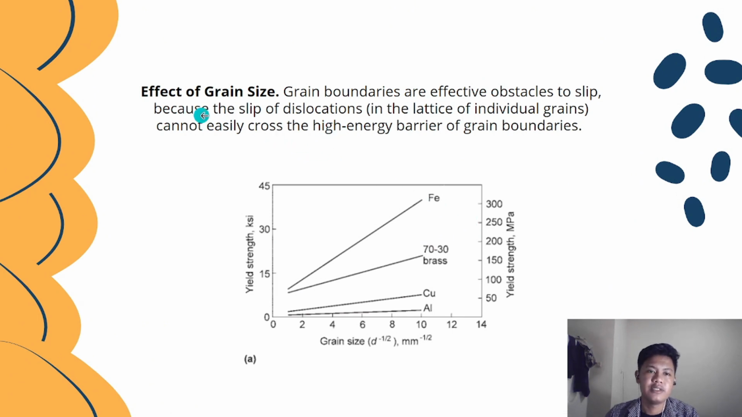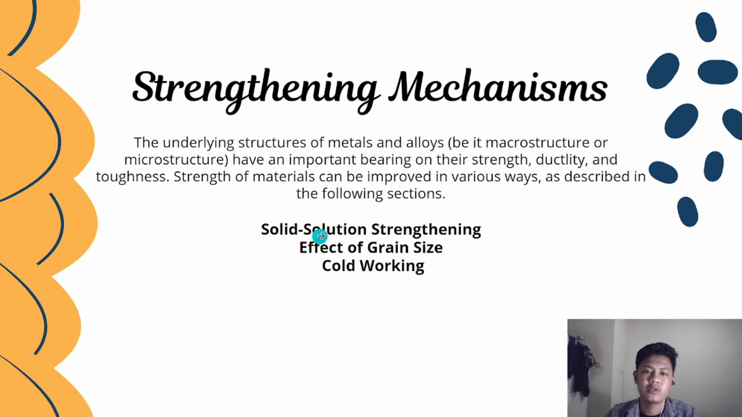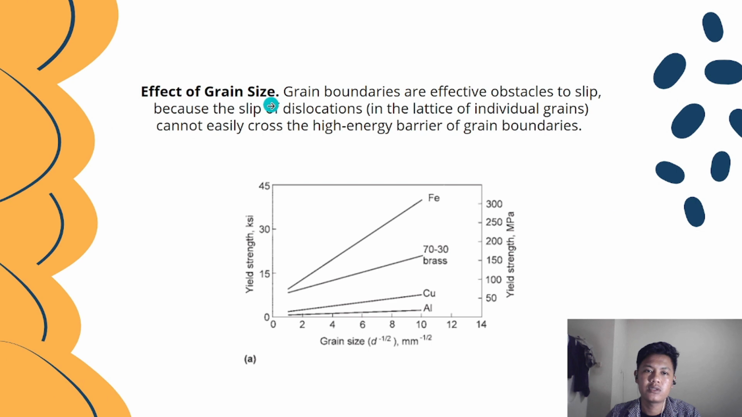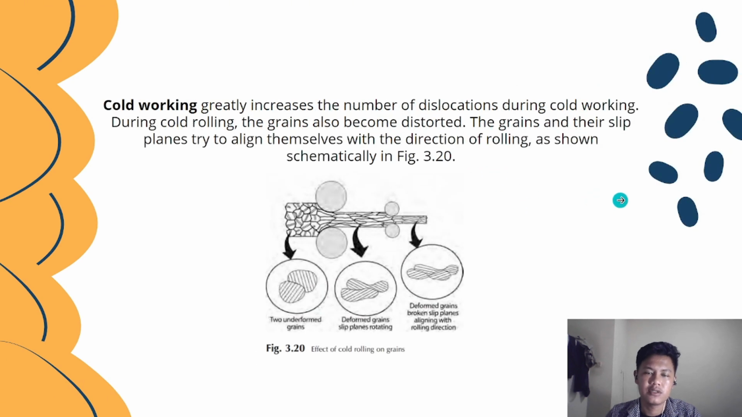Okay, next is effect of grain size. Grain boundaries are effective obstacles to slip because the slip of dislocations in the lattice of individual grains cannot easily cross the high energy barrier of grain boundaries. So, when we want to strengthen a material, we can do it through the grain size.